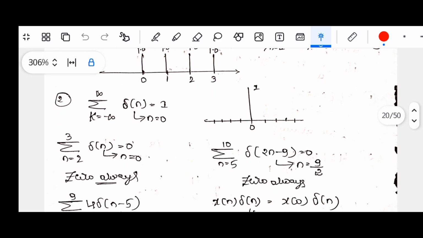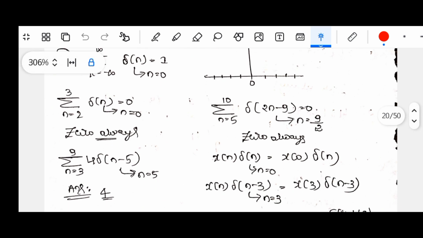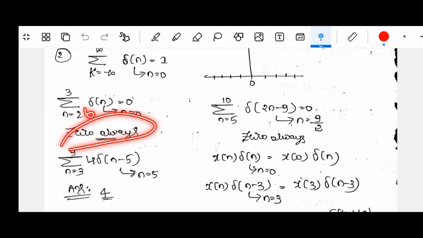Next one, summation of k is equal to minus infinity to plus infinity, delta n into 1 is equal to 1. Means here the location will be n is equal to 0. So it will come like this. Next, summation of n is equal to 2 to 3, where delta n is 0. Means in the summation there is no 0. Therefore the answer will be 0.